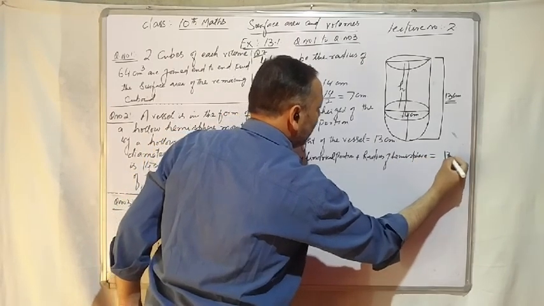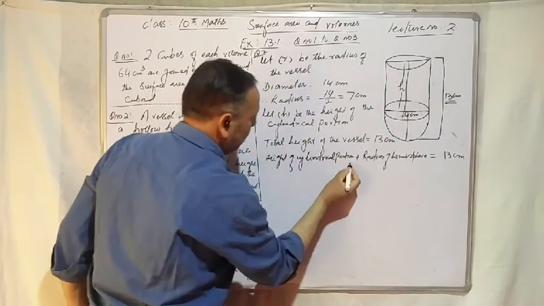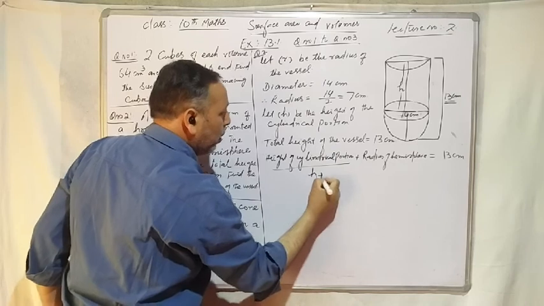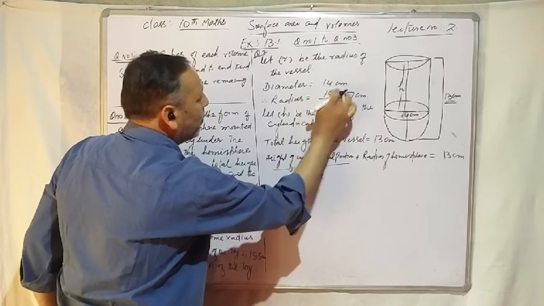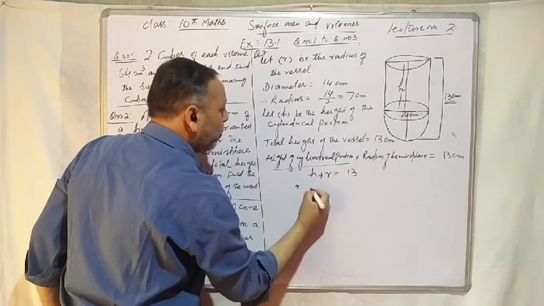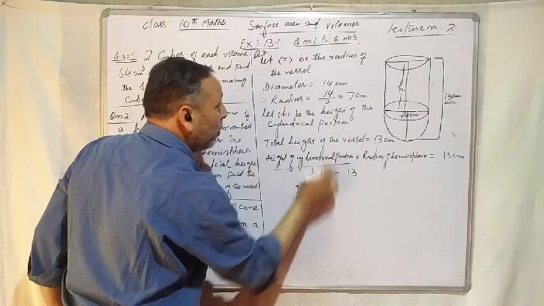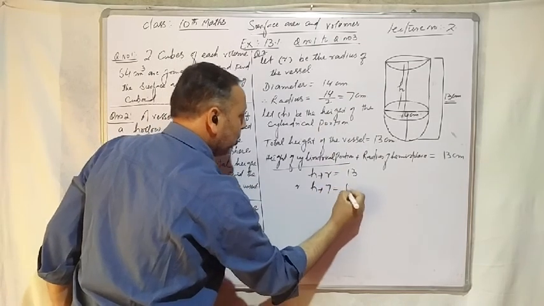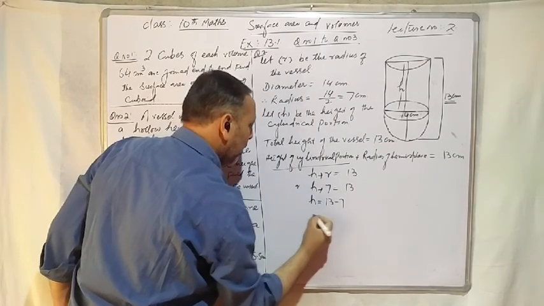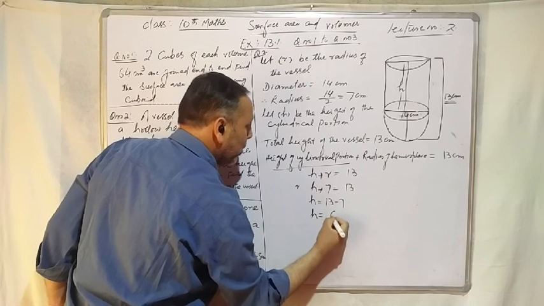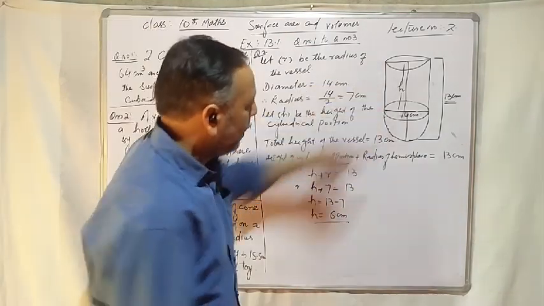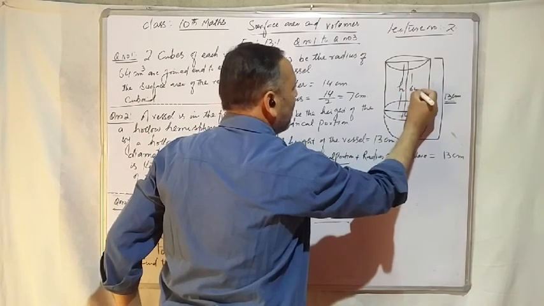And it is total equal to 13 centimeter. Height of cylindrical portion, we have kept it as h, plus radius of hemisphere, it is r, is equal to 13. h we don't know, but r we know. r is 7. So h is equal to 13 minus 7. So that means height of cylindrical portion is 6 centimeter. That means this height is now 6 centimeter.